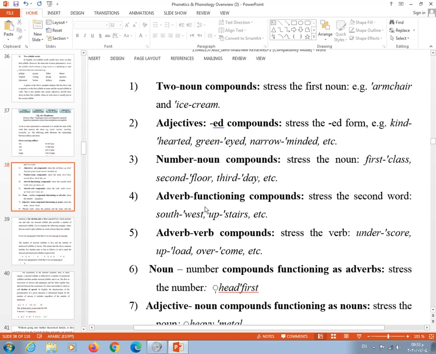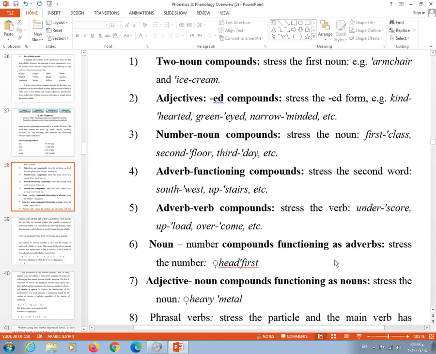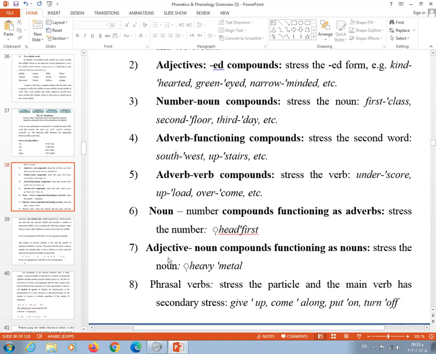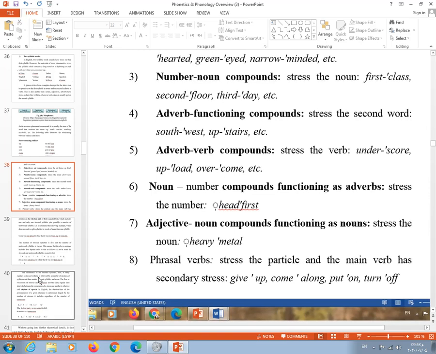And number four, we have adverb functioning compounds. The rule here says to stress the second word, so it's west and upstairs. Number five, adverb-verb compounds, stress the verb: underscore, applaud, and overcome. Okay. Number six, when you have number compounds, you put the stress on the number. Adjective verbs and nouns, you put stress on nouns, and phrasal verbs put stress on the particles, as you see: give up, come along, put on, and turn off.